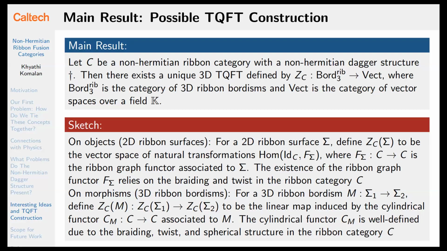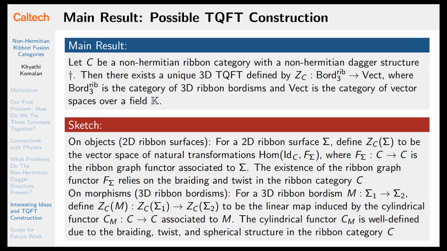So the way you sketch this is, first of all, you'd be using all of the theorems that we have so far to prove the existence of such a structure. And then on objects, these objects would be 2D ribbon surfaces. So for a 2D ribbon surface given by sigma, we define G of C of sigma to be a vector space of natural transformations, which would be the homomorphisms from ID C to F sigma, where F sigma goes from C to C, and this is the ribbon graph functor associated to sigma. And the existence of the ribbon graph functor basically relies on all the theorems that we proved so far. That's theorem 1, 2, 3.